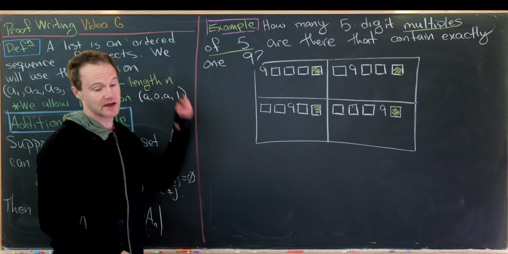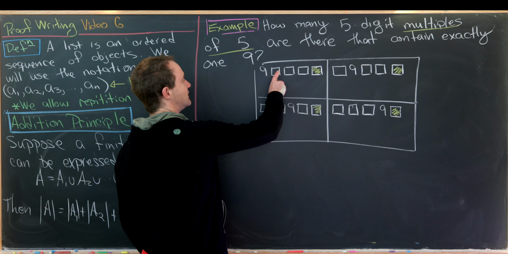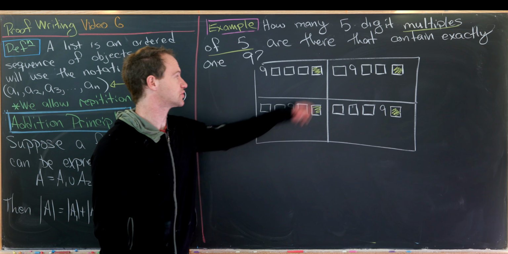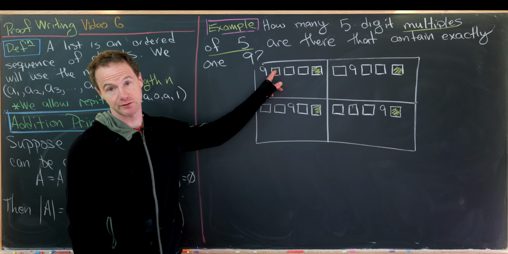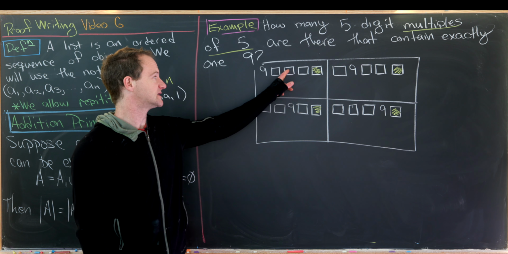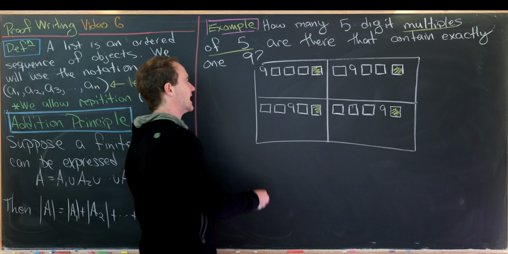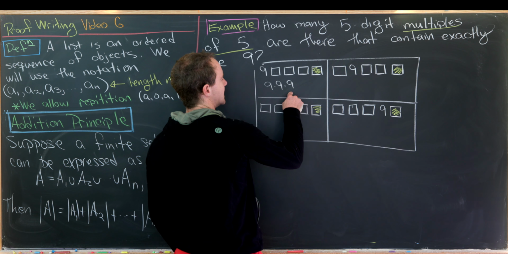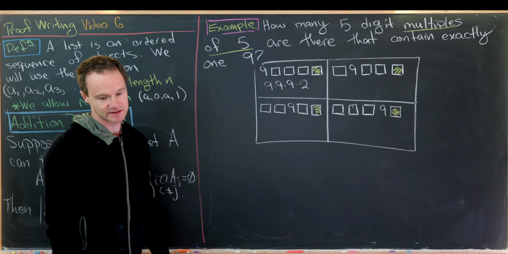So this is a nine. We're only supposed to have exactly one nine. So how many choices do we have to fill in the rest? We'll have nine choices here, nine choices here, and nine choices here, and then two choices here. That's because this is allowed to be anything except for nine. So zero through eight. This is allowed to be zero through eight, zero through eight. This is allowed to be zero or five. So in the end, we have nine times nine times nine times two. That's the number of possibilities for those two cases.